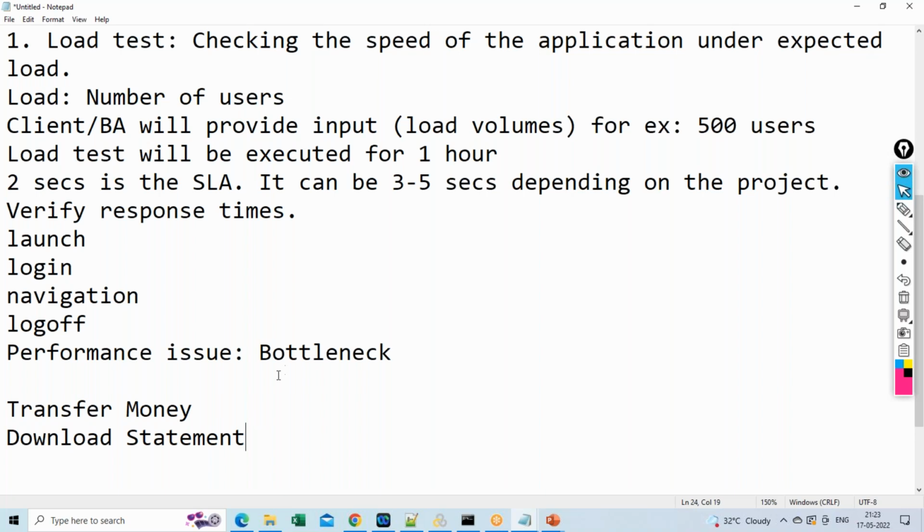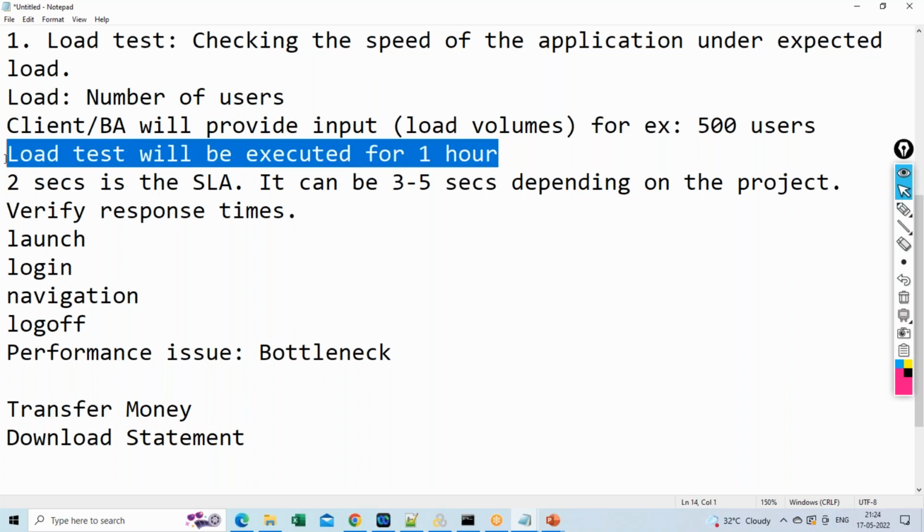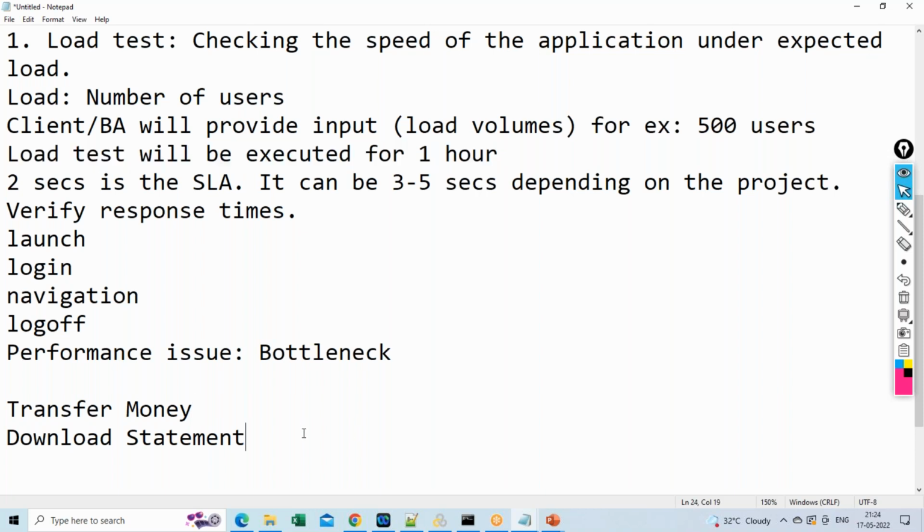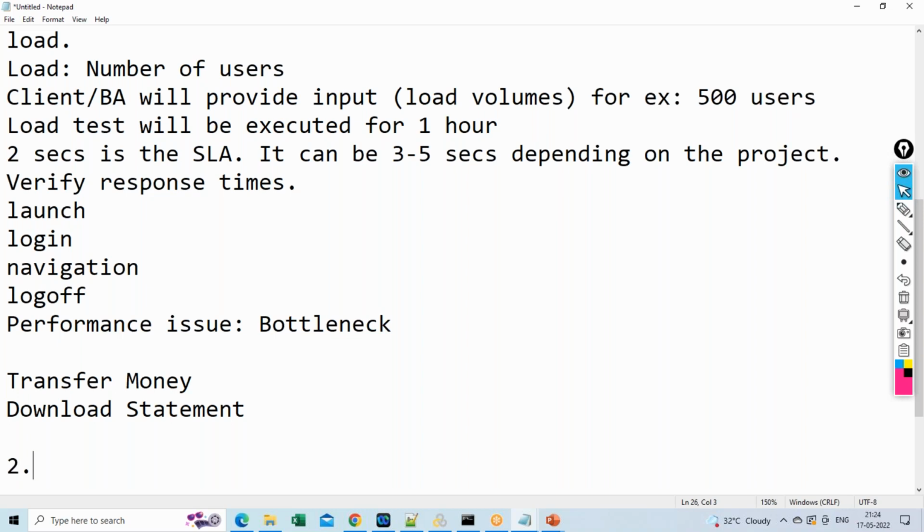Hope you understood what a load test is all about, and what exactly we are verifying here. What is a bottleneck? What is an SLA? Who will provide you the input, and so on. Always remember, a load test will be executed for 1 hour only. Now, if all of you are okay with the load test, we will move on to the next type of test, that is stress testing.